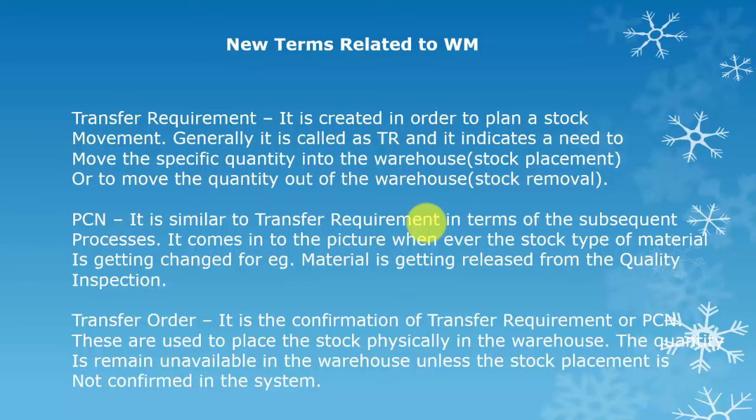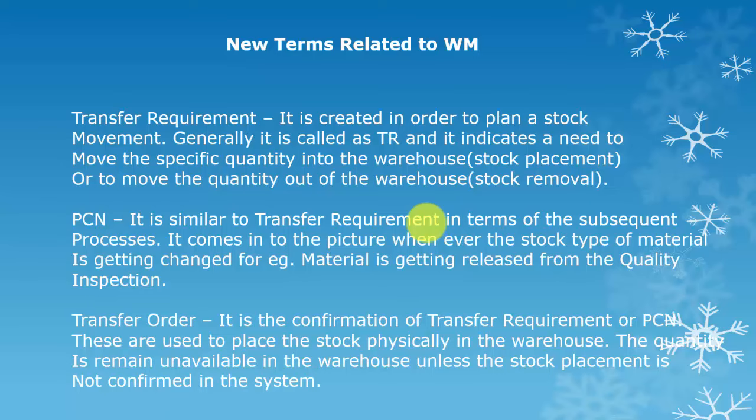The PCN comes into the picture whenever the stock type of the material is changed, like when you are moving the stock from unrestricted to quality or unrestricted to blocked. At that time, when you are changing the stock type of the material, the PCN is generated in the system, and you have to create a transfer order against the posting change notice.